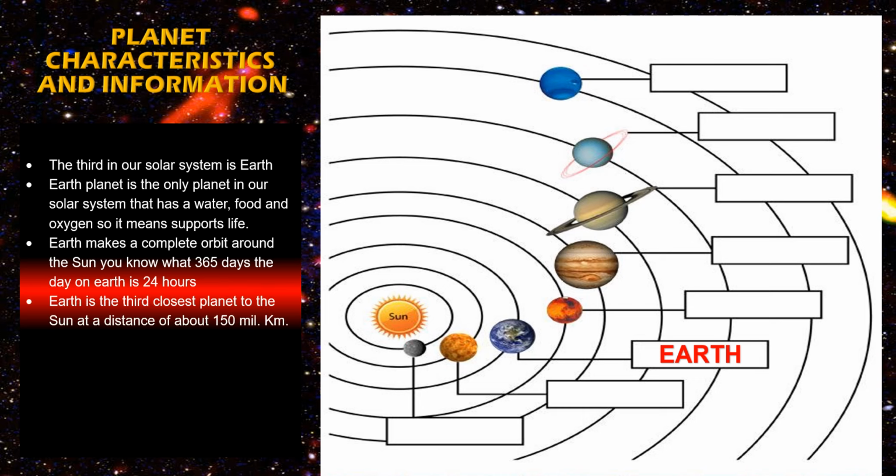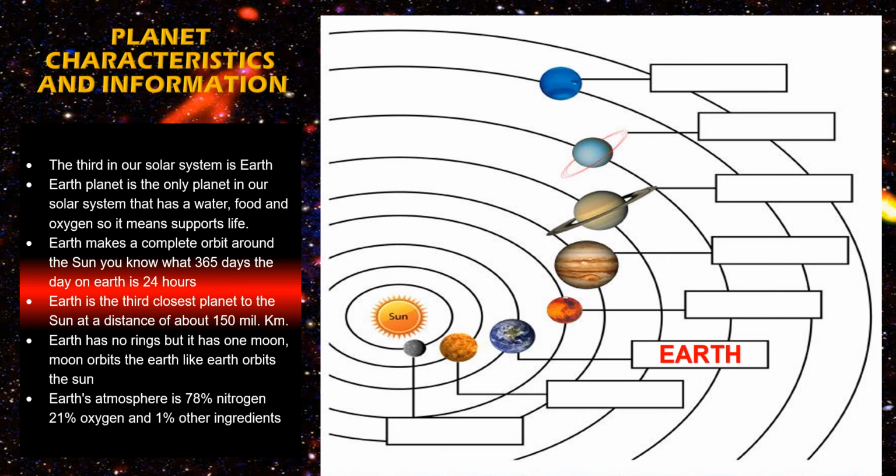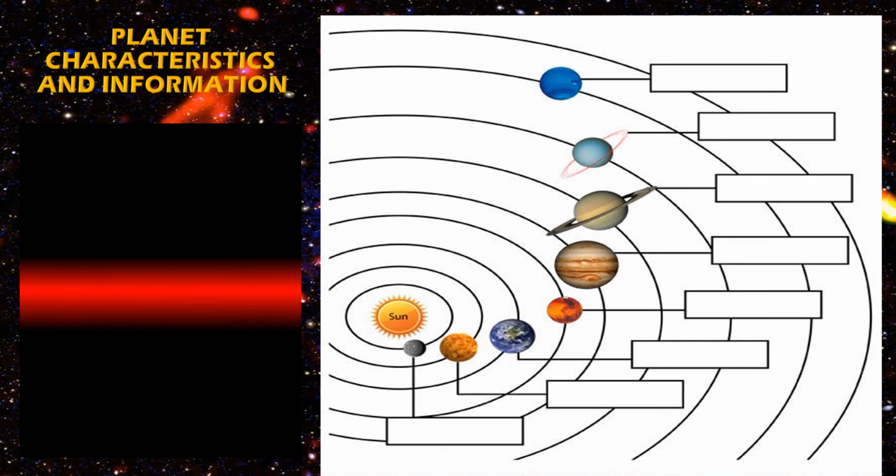Earth is the third closest planet to the Sun, at a distance of about 150 million kilometers. Earth has no rings, but it has one moon, and that moon orbits the Earth like Earth orbits the Sun. And the Earth's atmosphere is about 78% nitrogen, 21% oxygen, and 1% other ingredients.